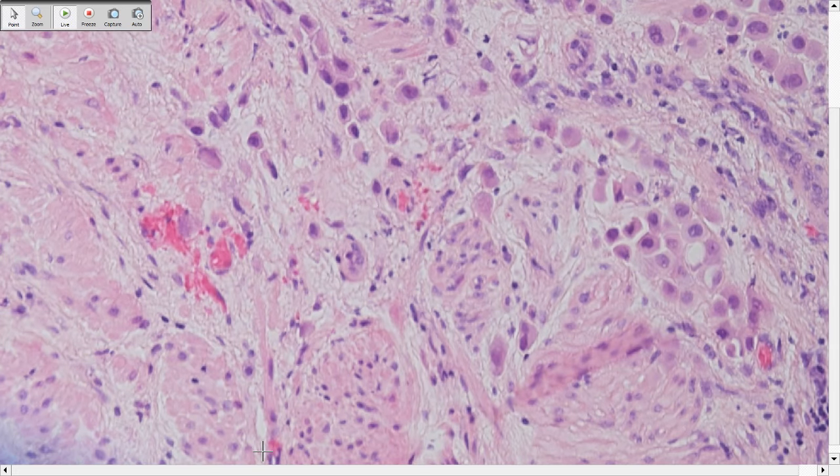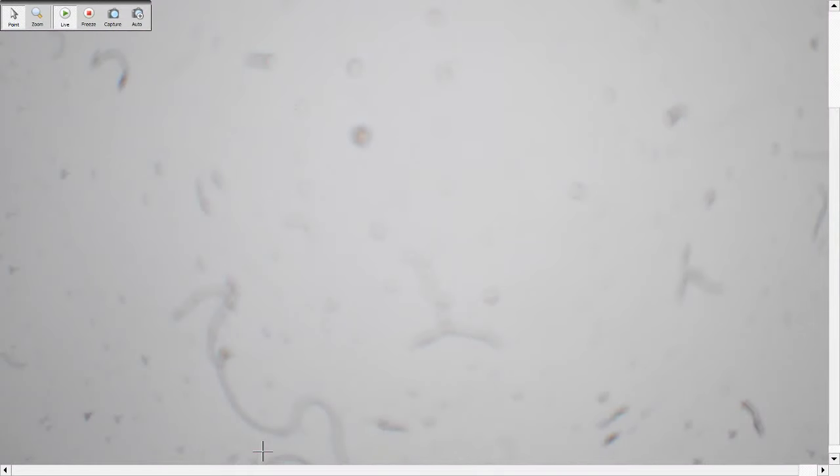Plus other epithelial markers will be positive. It looks very bland, but it's a very high grade tumor, very aggressive. Even though it looks bland, it's EMA negative. But EMA is positive for plasma cell. Plasma cell myeloma would be EMA positive in the heme setting.